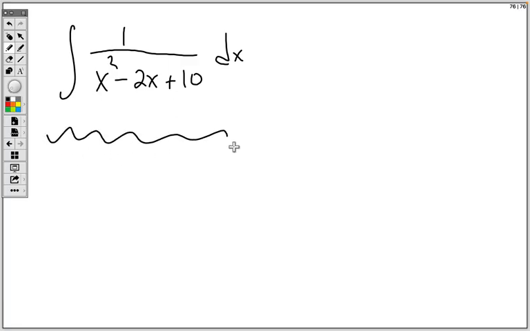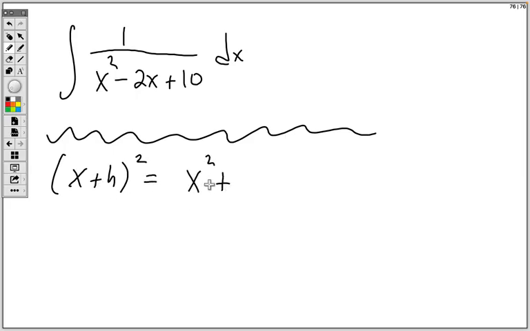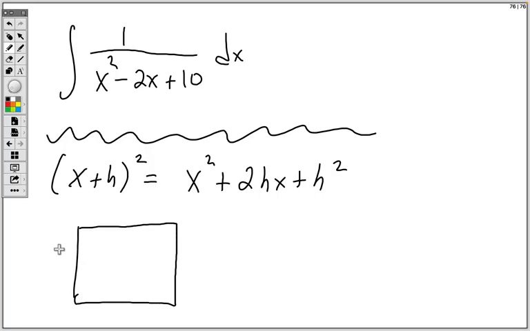So basically the idea is if you have x plus h quantity squared, you have x squared plus 2hx plus h squared. And you can think of this as a nifty little geometric problem as well. If you have x and then h by x and then h, then that part there is your x squared. Here's a rectangle measuring xh. Here's another rectangle measuring xh. And here's your h squared.